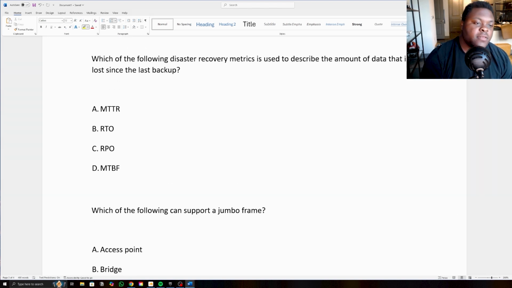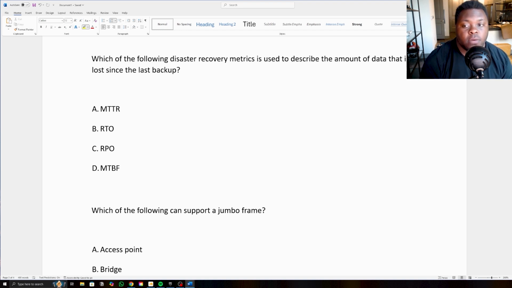Which of the following disaster recovery metrics is used to describe the amount of data that is lost since the last backup? All right, we have A, MTTR, which is mean time to repair. This is the average time it takes to repair a system. Answer choice B is RTO, which is recovery time objective, and this is the max time a system can be down before a company reaches that code red moment.